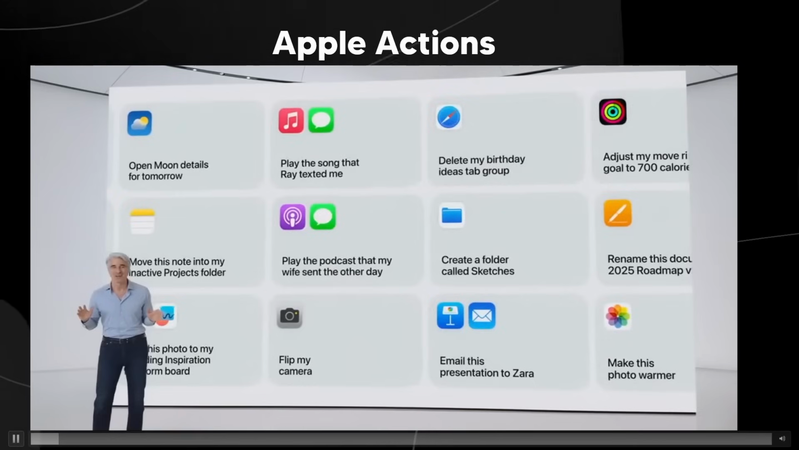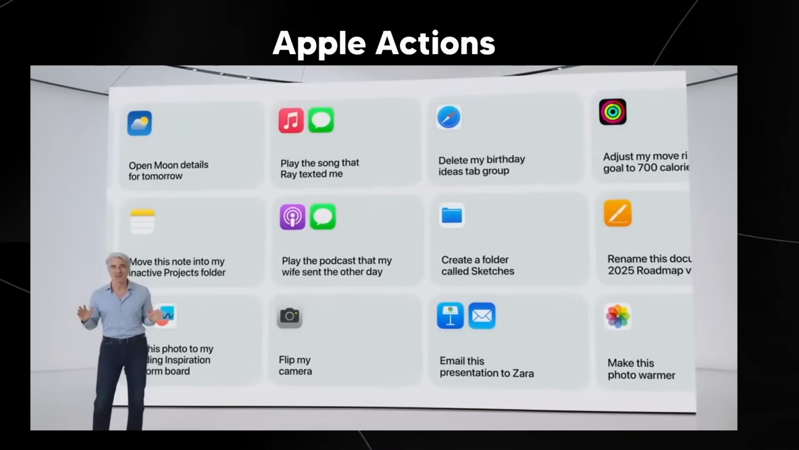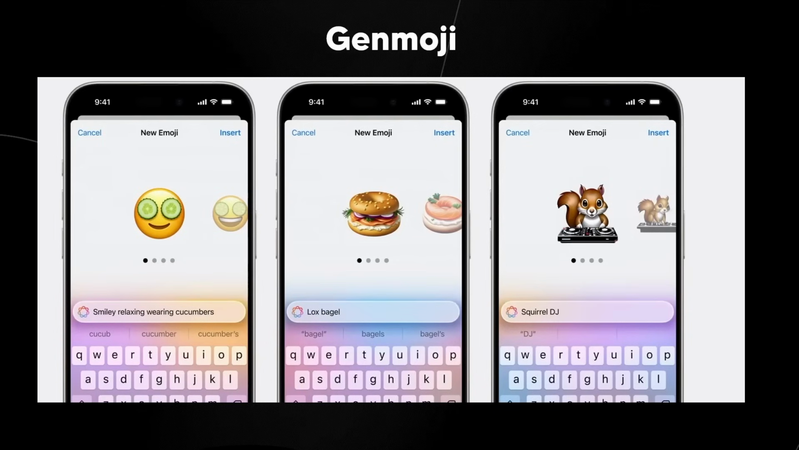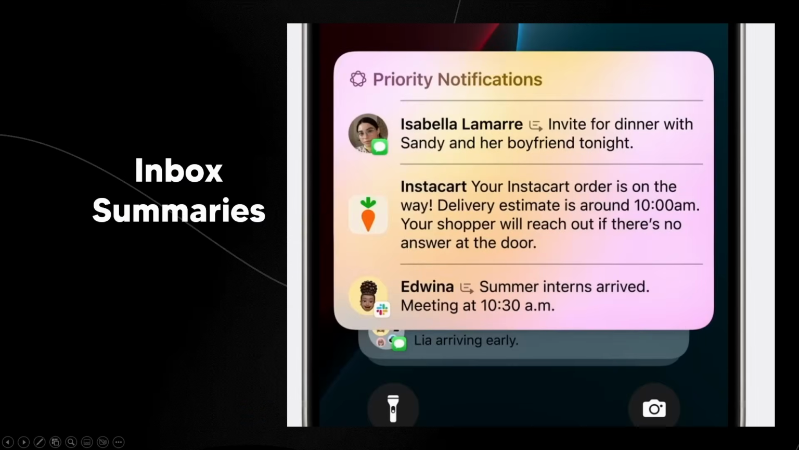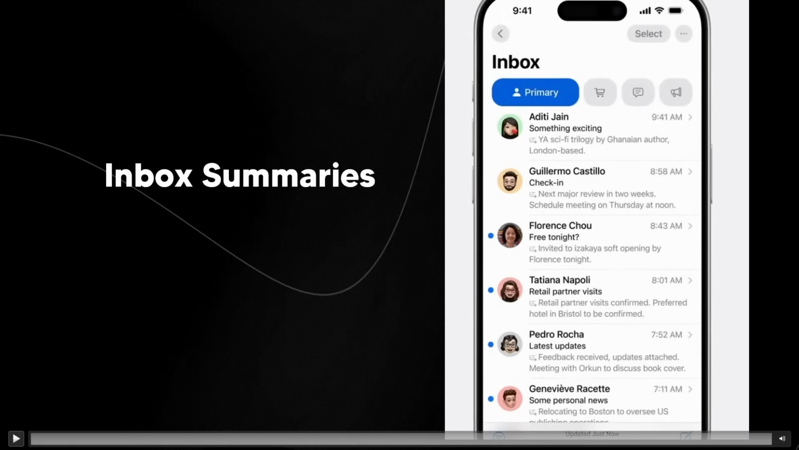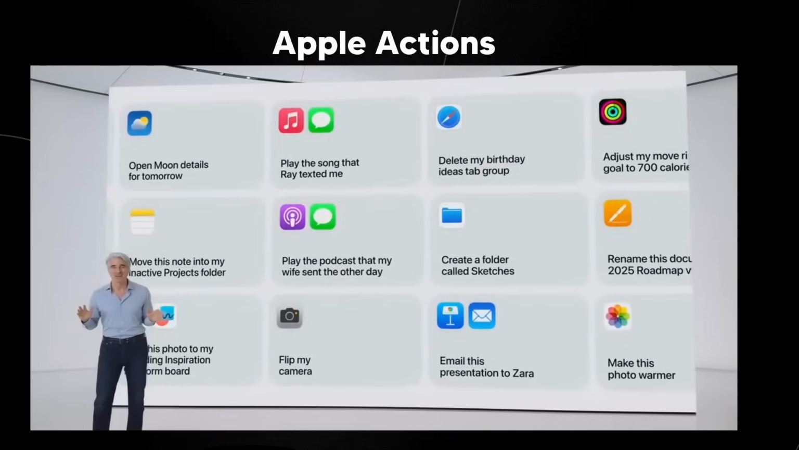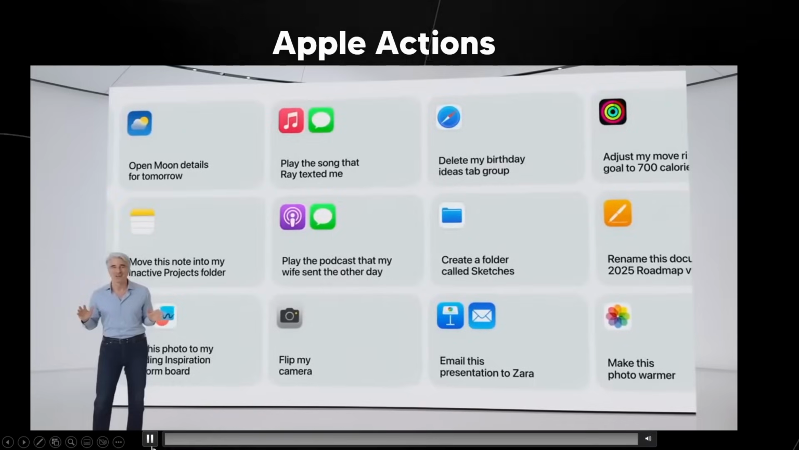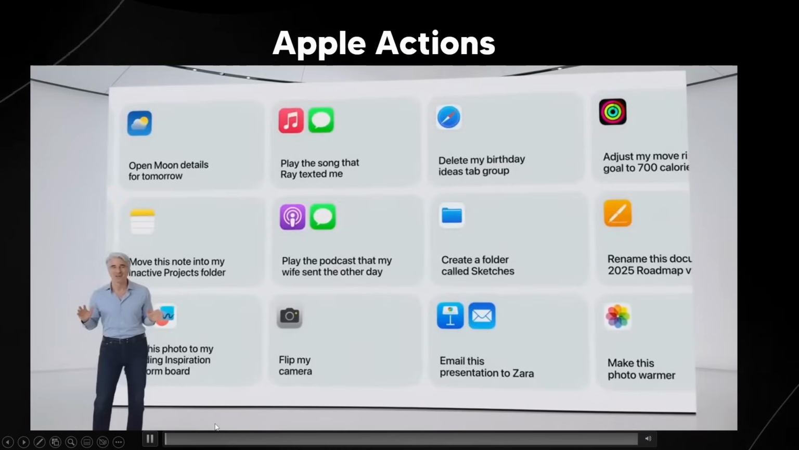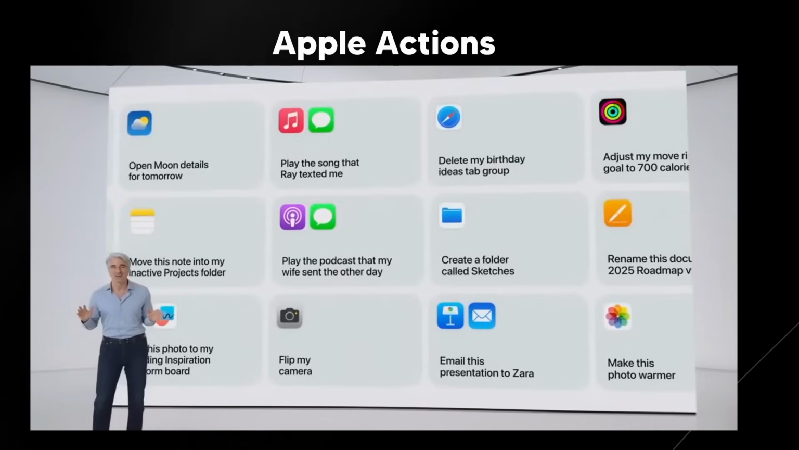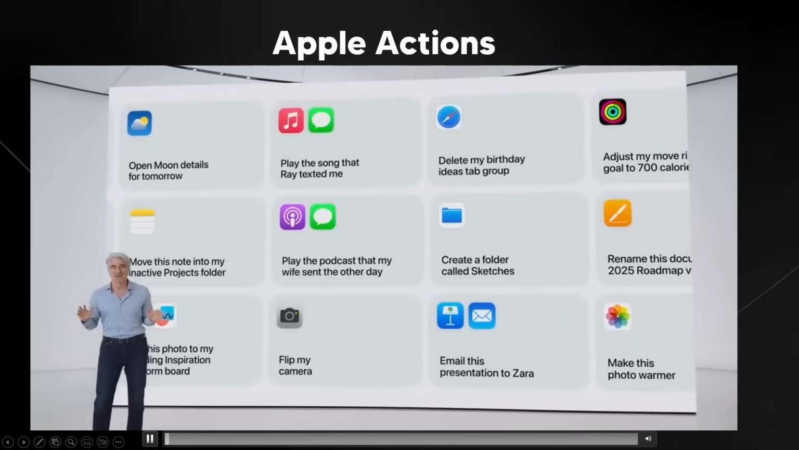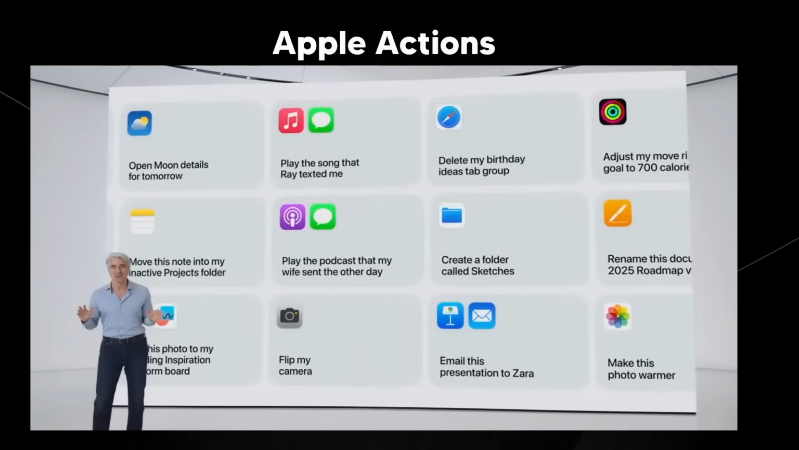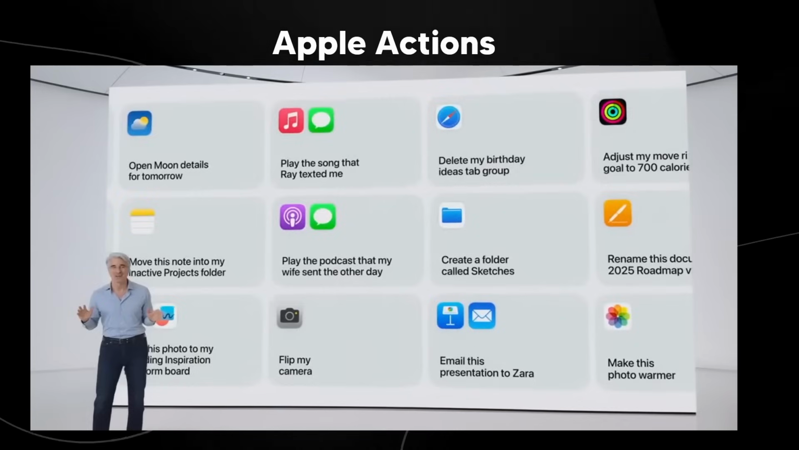So let me know what your favorite feature from this entire event was. Was it the Genmoji? Was it the inbox summaries, which allow you to stay on top of your priorities and allows you to understand exactly what's going on? Are you excited for the Apple actions that are going to allow you to build some interesting integrations? I do think that if these integrations were a lot more thorough, they probably would have shown it, because the demos that we did get were relatively basic.